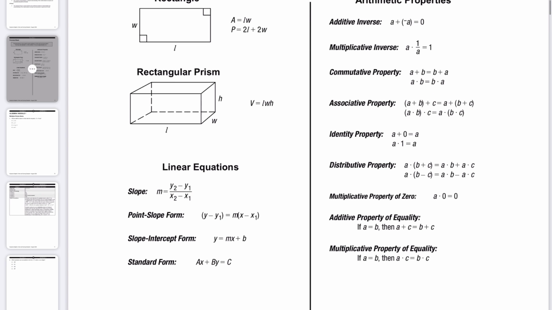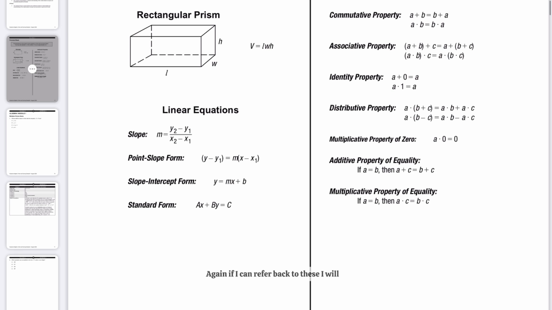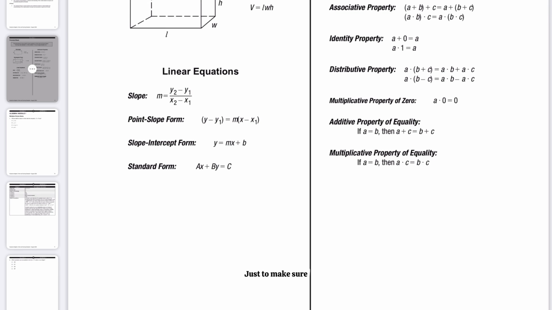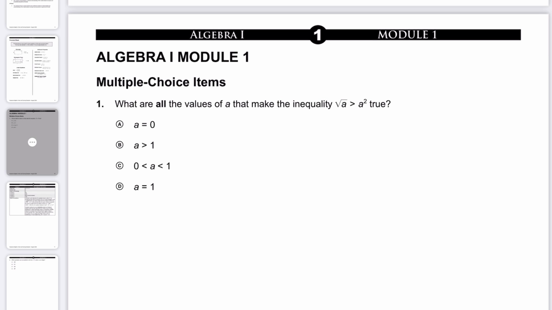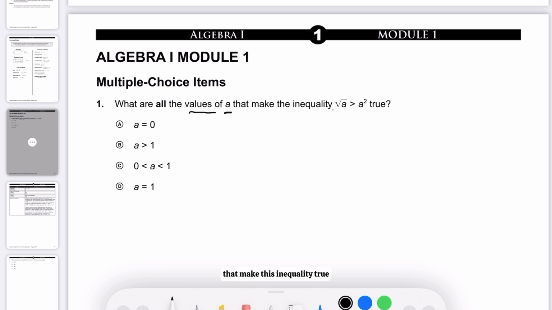Again, if I can refer back to these, I will, just to make sure that you know what they're used for. All right, so I'm just going to do a couple of questions from this each time, okay? So here we're talking about values of A, which is some number, that make this inequality true, okay?